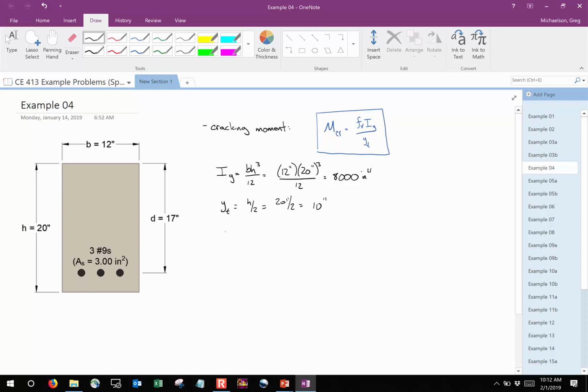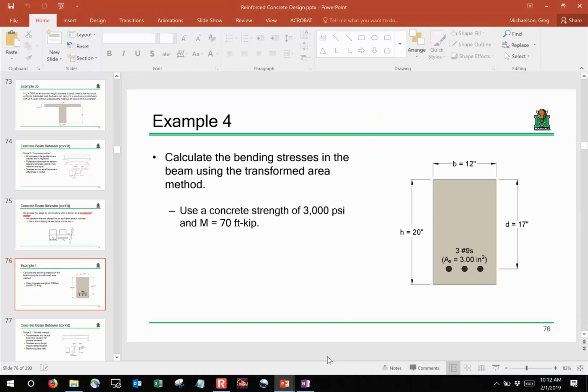Now, what else do we need? We need FR, right? Now, how do we compute FR? What's our formula? There we go, 7.5. Now, let's go back. Here's the problem. We have a concrete strength of 3,000 psi. Now, the problem doesn't say whether or not it's normal weight, but I'm going to, for the sake of discussion, assume that this is normal weight. So if we have normal weight concrete, what's that mean? Lambda's 1.